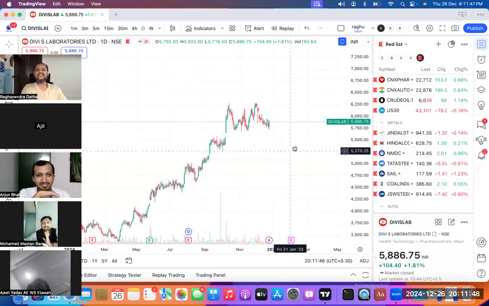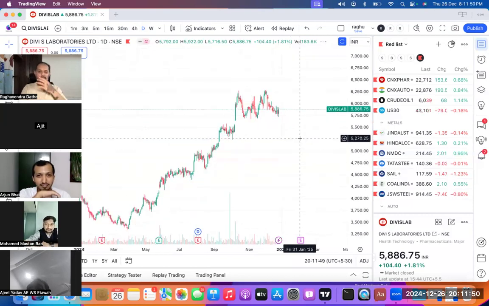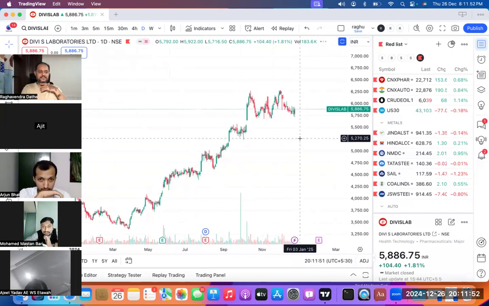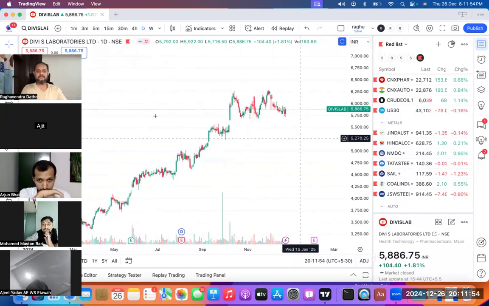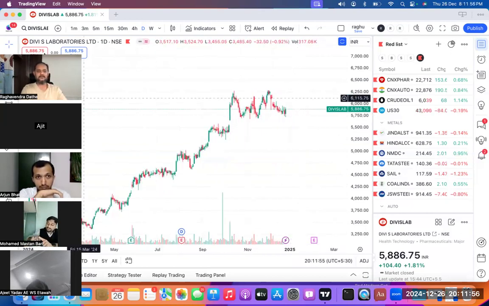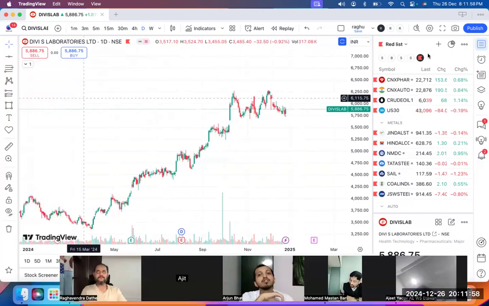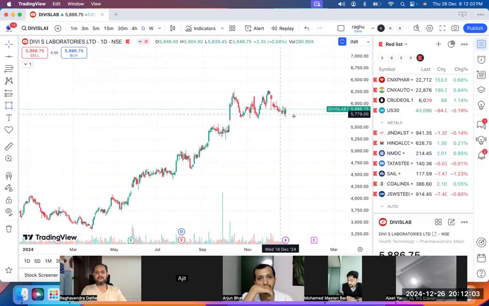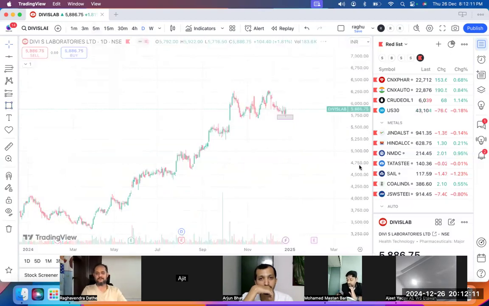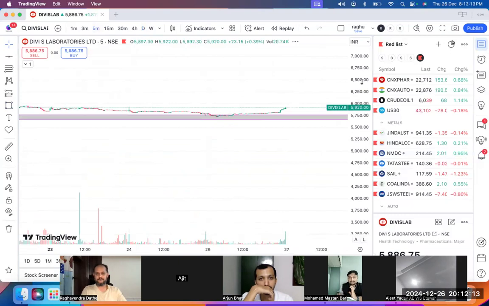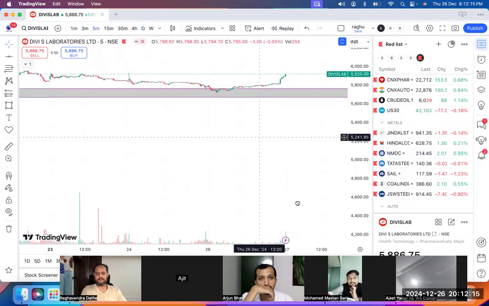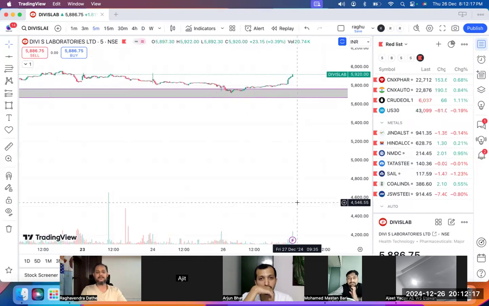Okay, look here, Divis Lab. It's a simple thing. It is on a daily time frame. There is a base in the bigger time frame. Okay, base done. Now I'll directly go to 5 minutes. I randomly marked.